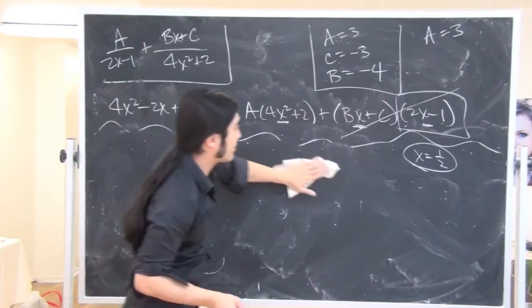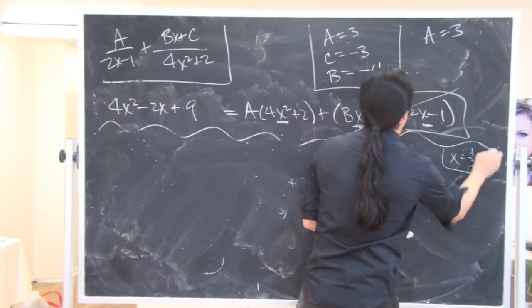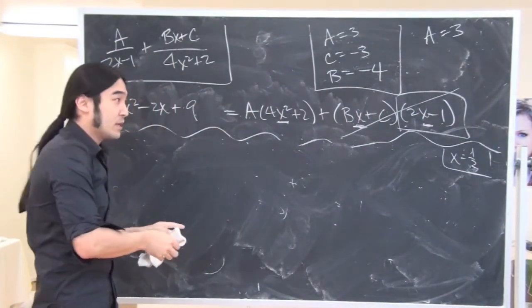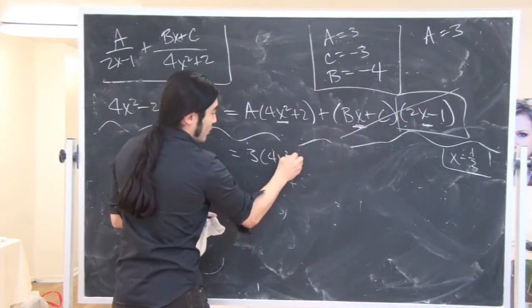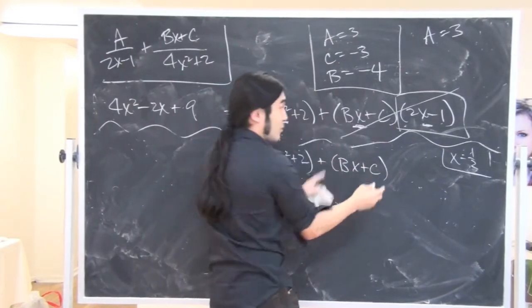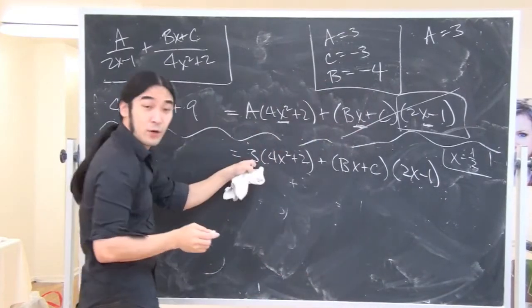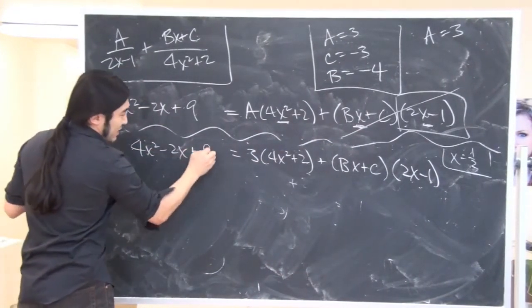Using the cheat method, we know that we can pick x equal to 1/2, and that got us the results we have so far. So we know that a is equal to 3. Why don't I just plug that in? Going back to the original equation, if a is equal to 3, then you get 3 times 4x squared plus 2, plus bx plus c, times 2x minus 1, which is now 4x squared minus 2x plus 9.